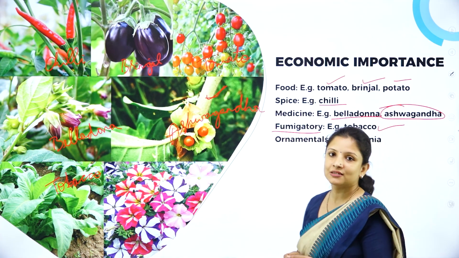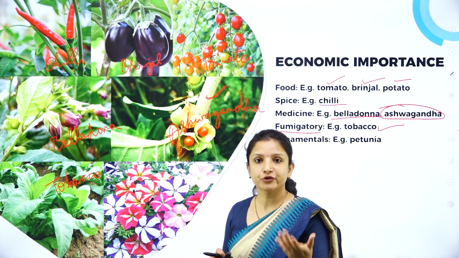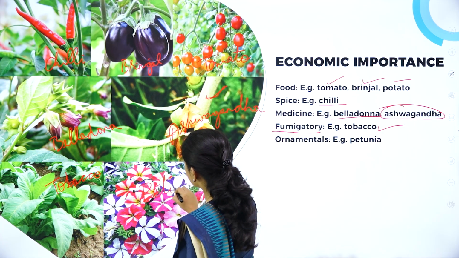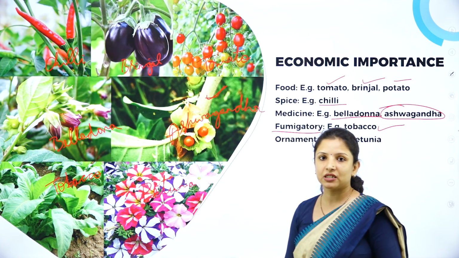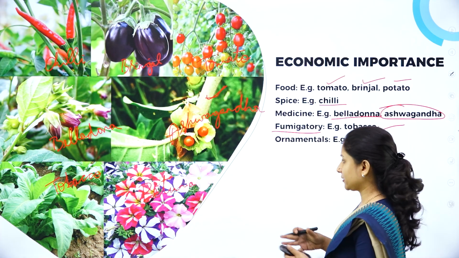Next, ornamentals. Those are flowering plants which can be grown in the garden to beautify the house. So this is petunia. Different beautiful colors of petunias are available, with single and double shades and all that. They are grown in gardens for beautifying that particular area.